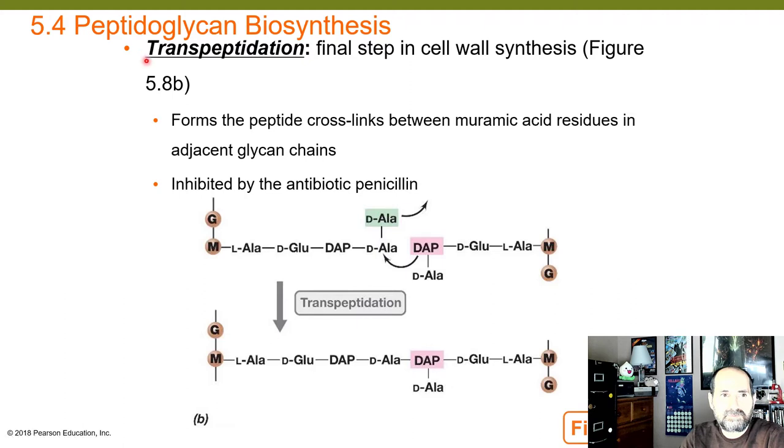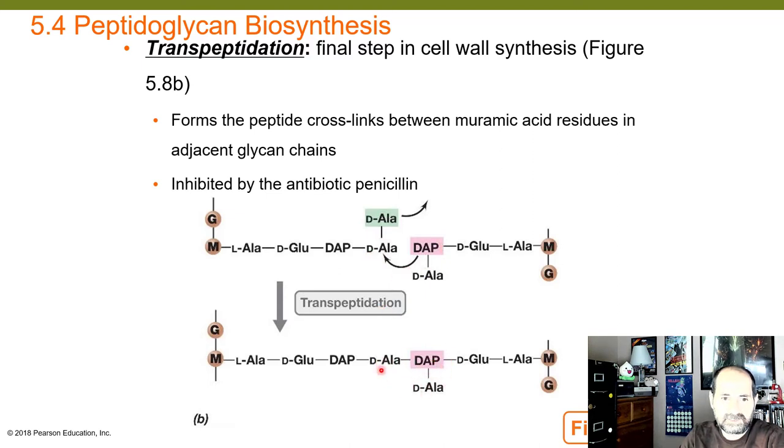And then after that, remember there's a process of transpeptidation. This is the final step where these short peptides, which extend out from the peptidoglycan helices, have to undergo transpeptidation. Remember, you're linking DAP to D-alanine.